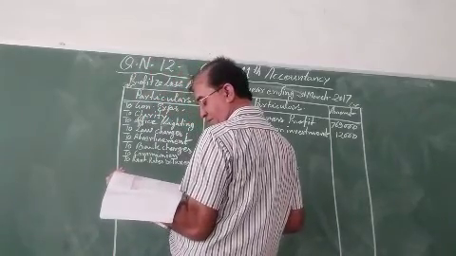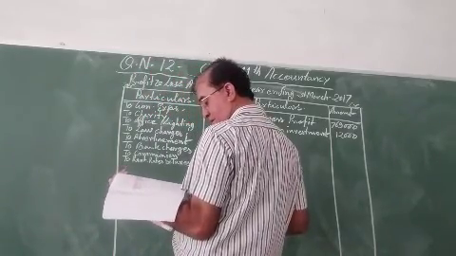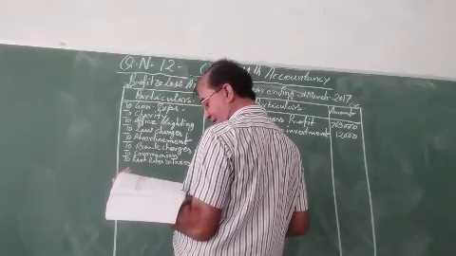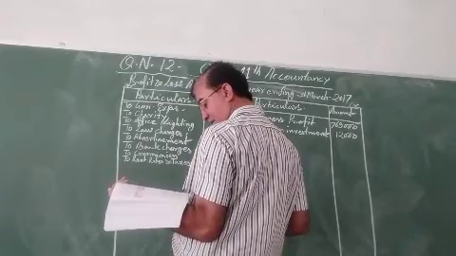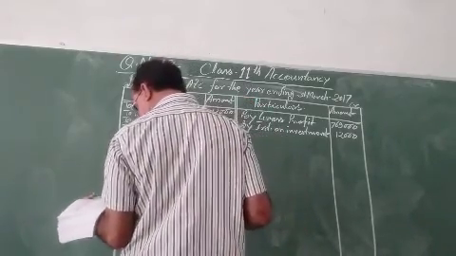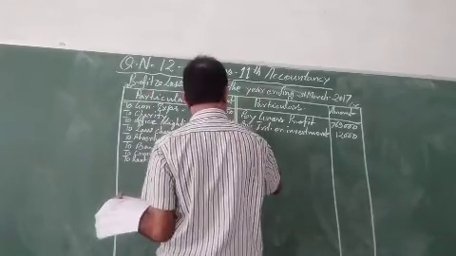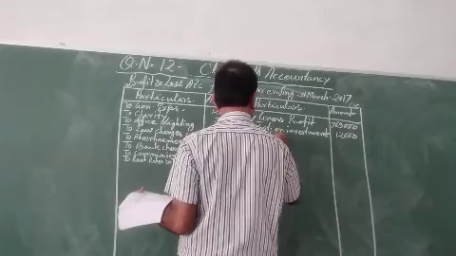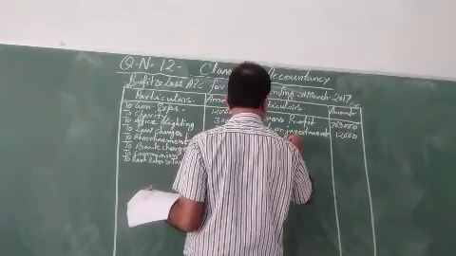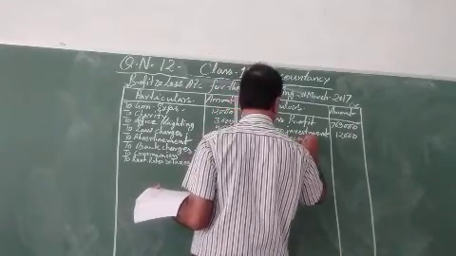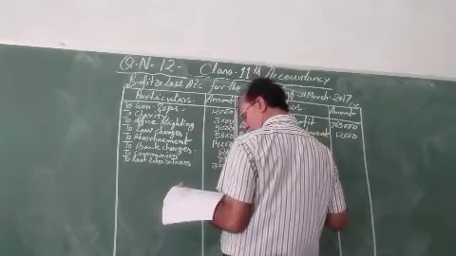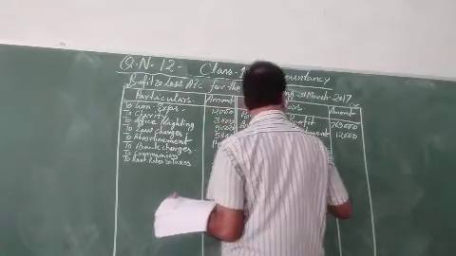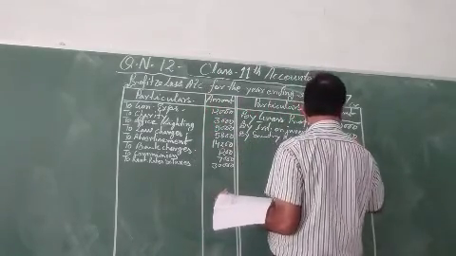Sundry receipt, indirect expenses. Sundry receipt is in the credit column, by sundry receipt that is given. So this one is the income, 6,000.